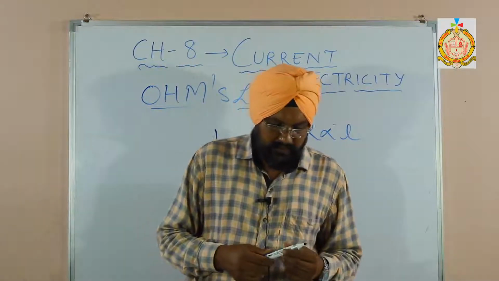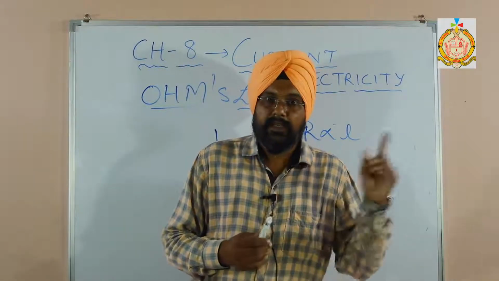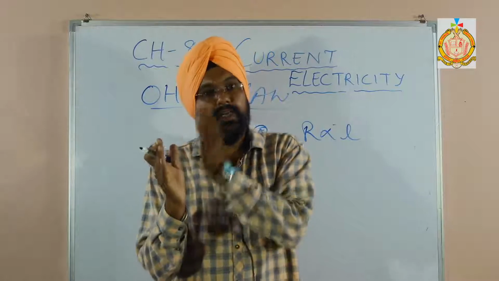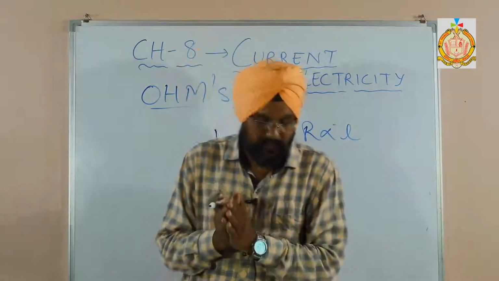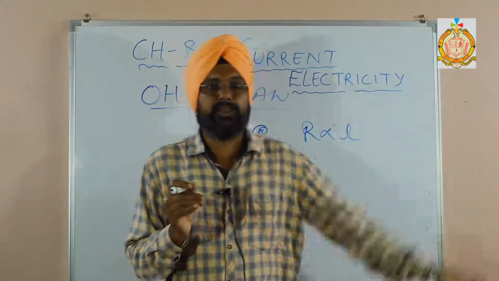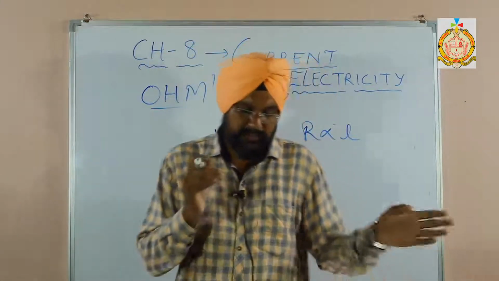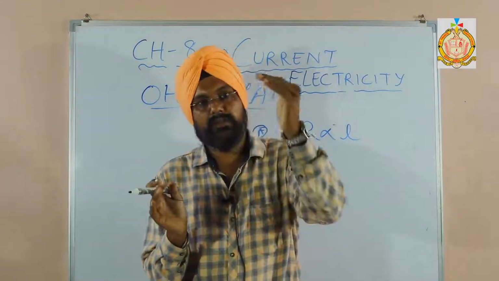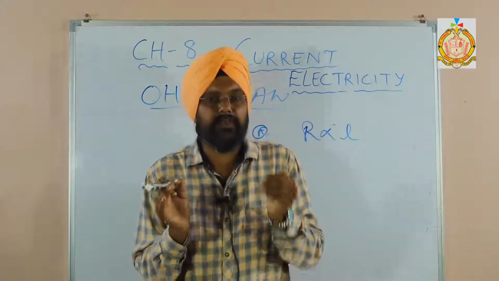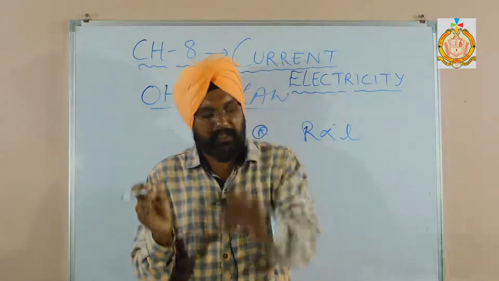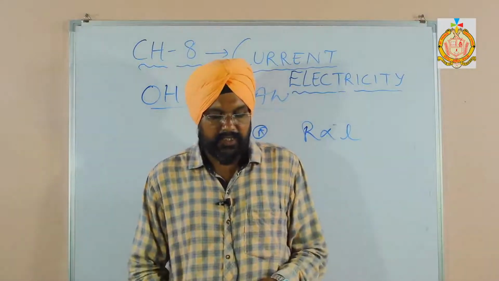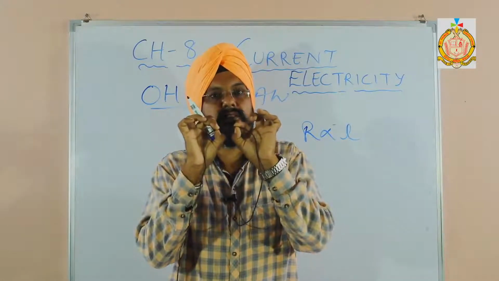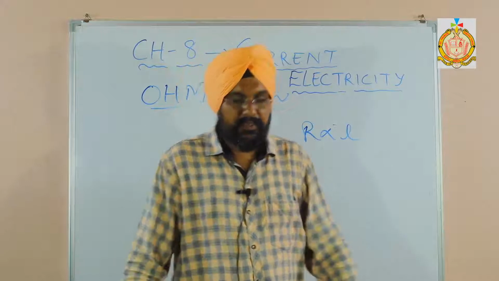The next one is specific resistance. Specific means we are referring to specific wires, any particular thing. Specific resistance is the resistance of a wire of that material of unit length and unit area. For a small length, say 1 centimeter of area, how much resistance is there? That is the specific resistance.